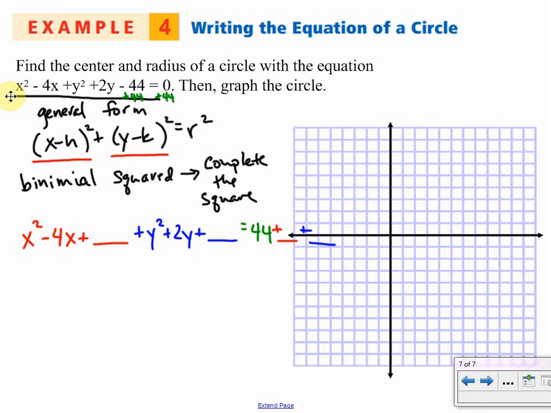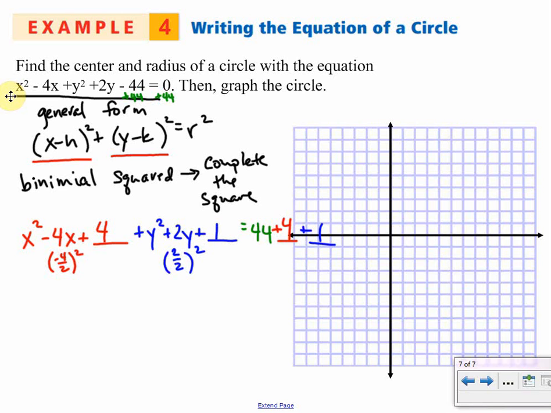So to complete the square, that would be b over 2, squared. So in this case, that will be negative 4 over 2 squared, which is 4. So I'm going to add 4 to this side and 4 to this side. And then I'm going to do the same thing with my y's, b over 2, so 2 over 2 squared, that's 1. So add 1 to here and 1 to here.